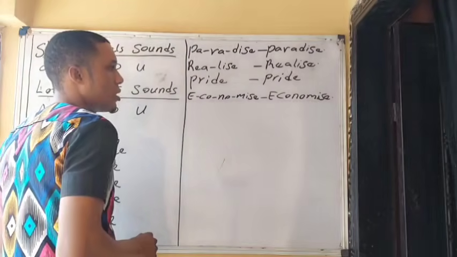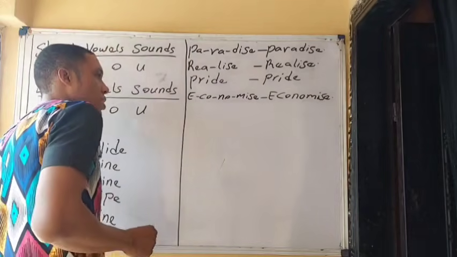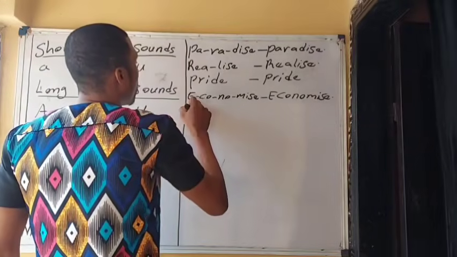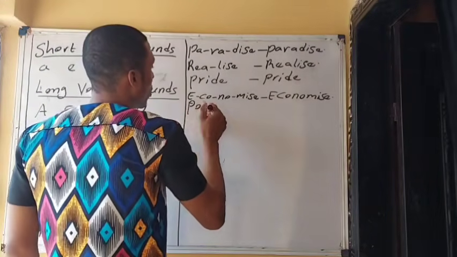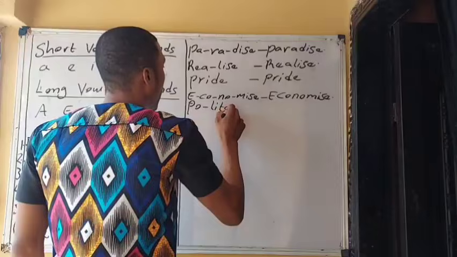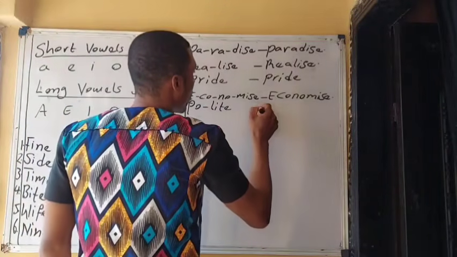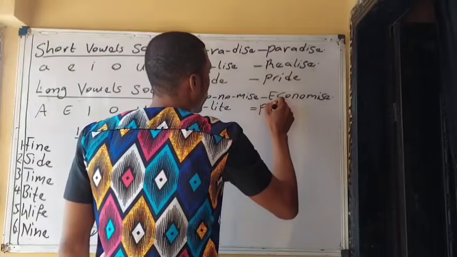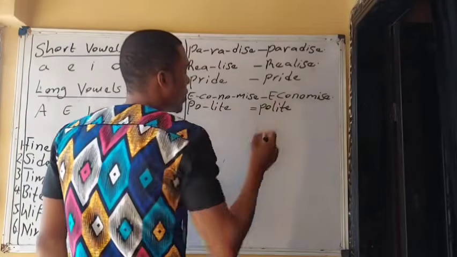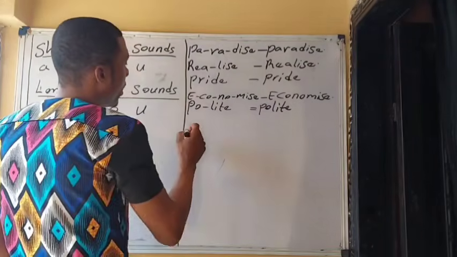Economize. Is that understood? Economize. Next, we have PO is po. Then we have lights. Polite. If you bring it together, we have what? Polite. Polite.